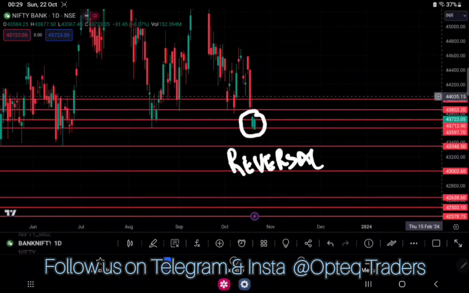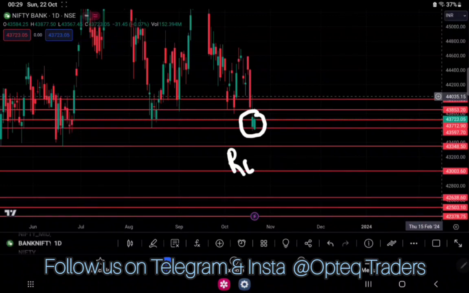It's a reversal pattern. If anybody knows about candlestick patterns, they will know this is a reversal pattern. That's one reason. Second, if you see, this is a support zone, this is a support zone, and this is a support zone. Now, how do you say particularly this support zone is?